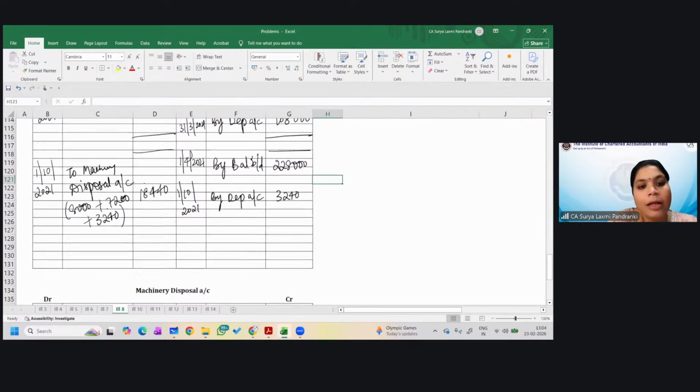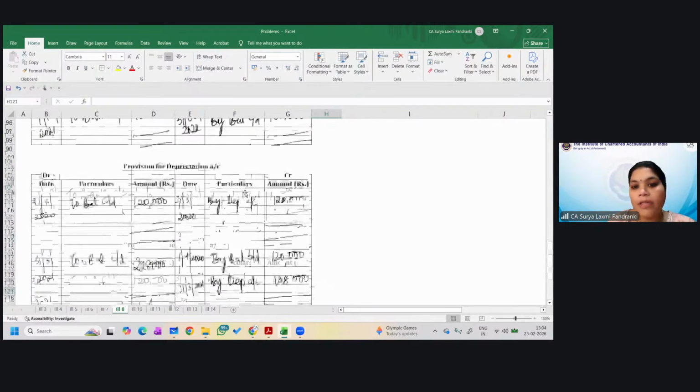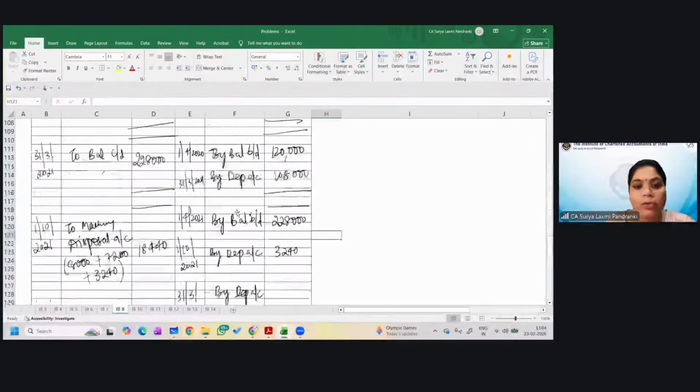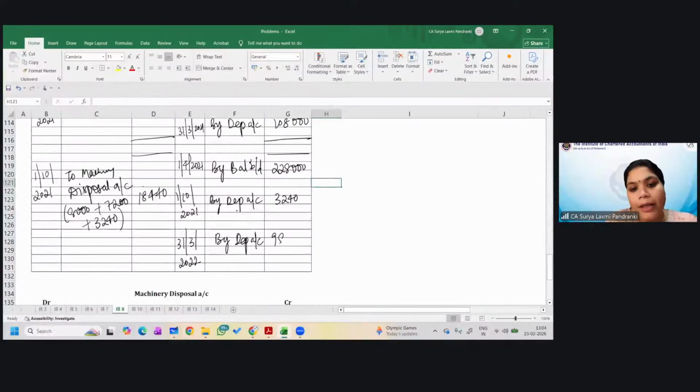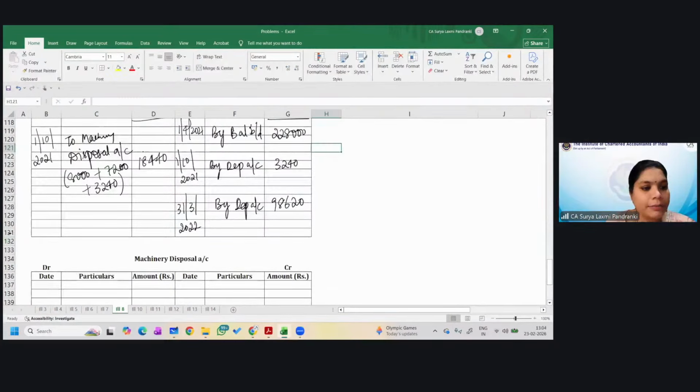This is also done. Now on year end date 31st March 2022, by depreciation. This will be the total depreciation that we have calculated for the new and old machinery, which is 98,620. We have done it in working note 2. 98,620. Okay. Now calculate the balancing figure.